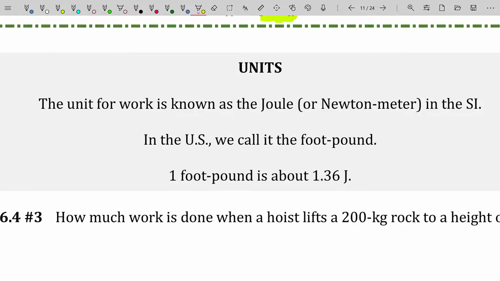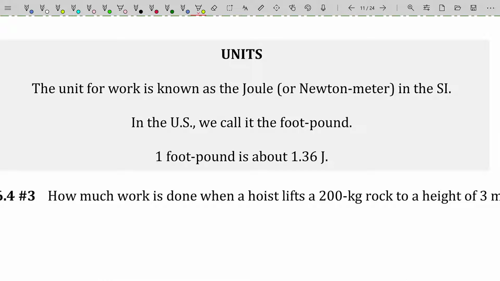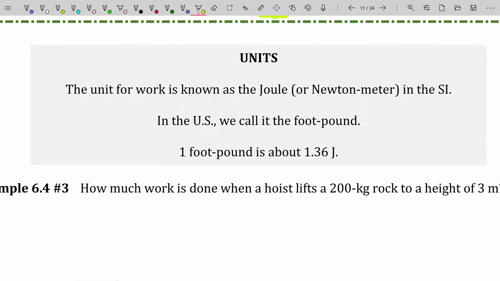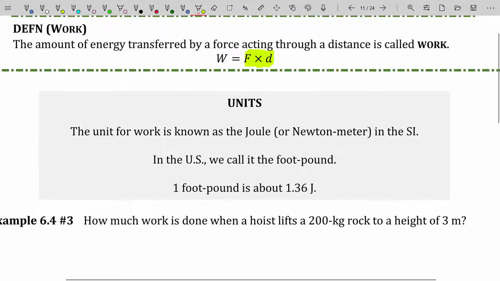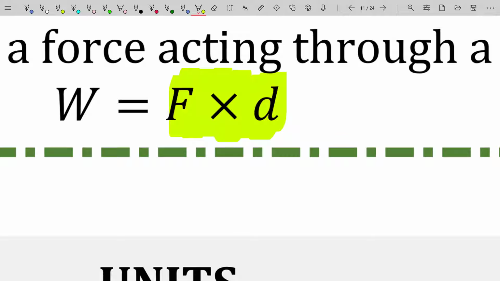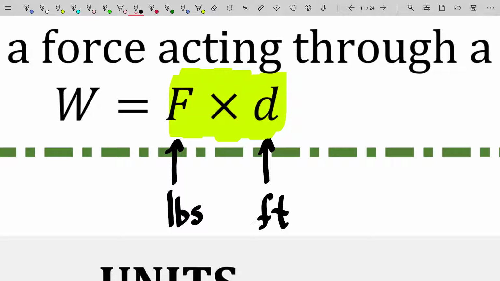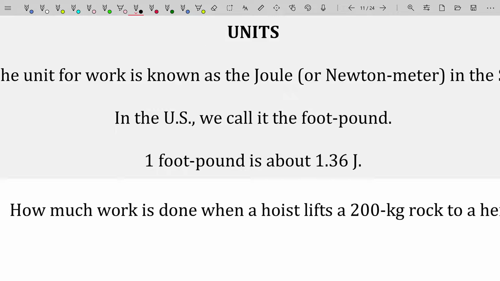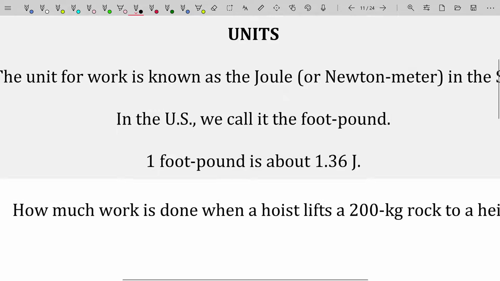Now, the unit for work is known as the joule or the Newton meter. And that definition holds in the System International or the metric system. In the US, we call it the foot pound. Again, it's a foot pound because if you think about it, it's the product of force and distance. And in the US system, force is in pounds, distance is in feet. And so as creative as we are, we call that the foot pound. And as a conversion, not that you would have to do a manual conversion like this, but 1 foot pound is about 1.36 joules. Remember, joules is the unit for work in the metric system.